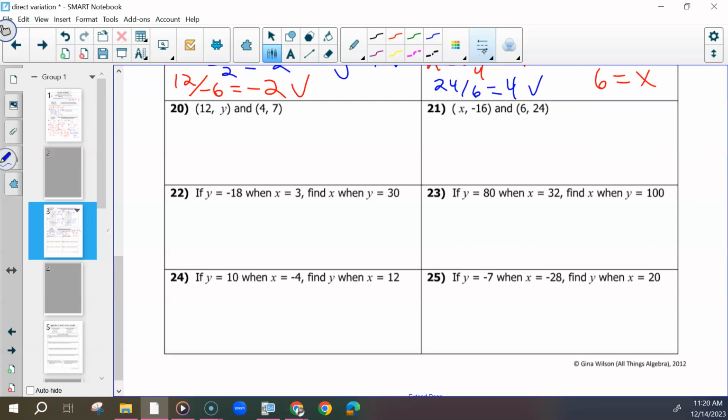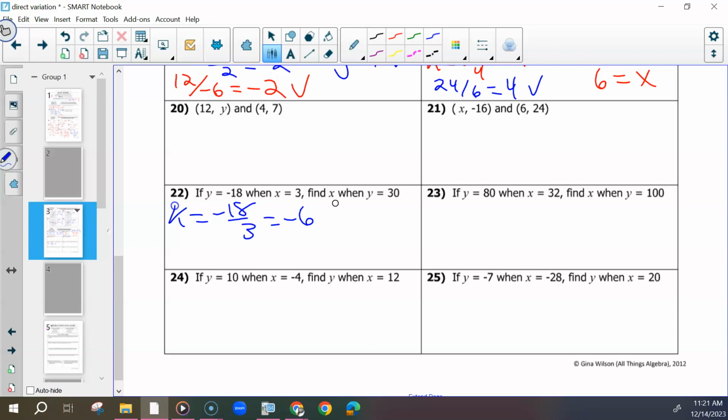So we're going to use what's given: when y equals negative 18, x equals 3. Use those two to find k. So it would be y over x, negative 18 over 3, which is -6. And then set up your equation.